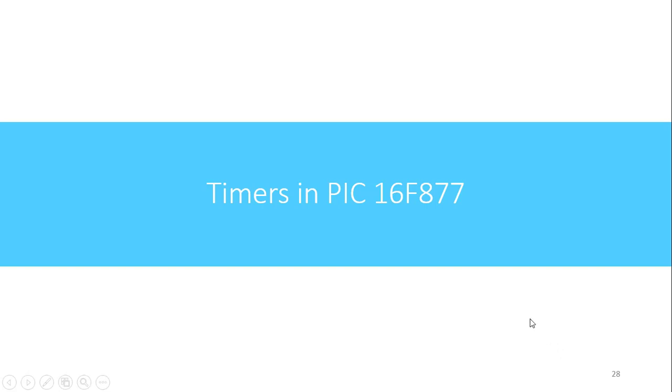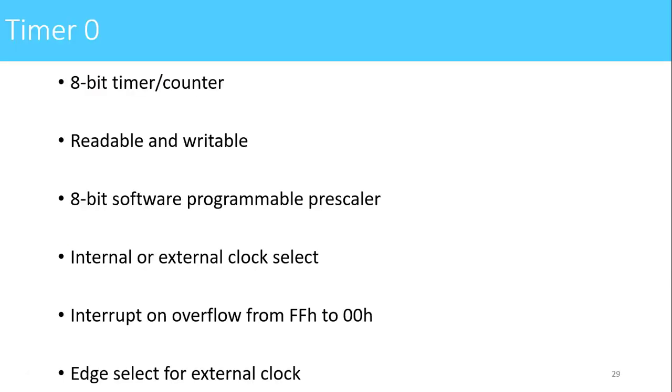Welcome. In this video, we are going to see the timers in PIC16F877 microcontroller. Among that, the first timer is timer 0. Timer 0 is an 8-bit timer/counter, meaning it can be used as a timer or as a counter. And 8-bit means it can go from 00 to FF, that is the maximum value.